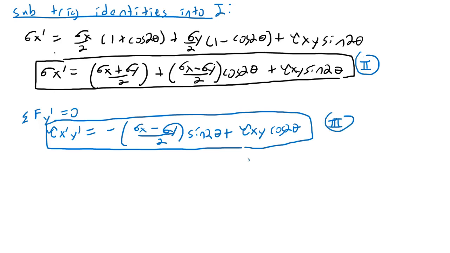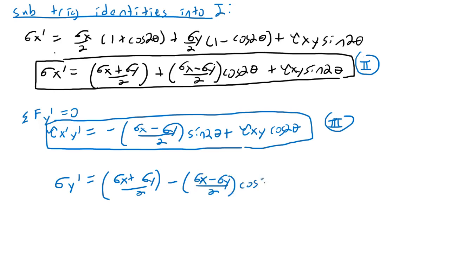And for equation 9-3 in the textbook, if we define theta positive as counterclockwise, sigma positive as tension, and tau positive in the standard coordinate system, we can also find that sigma y prime equals sigma x plus sigma y over 2, minus sigma x minus sigma y over 2 cosine 2 theta, minus tau xy sine 2 theta.